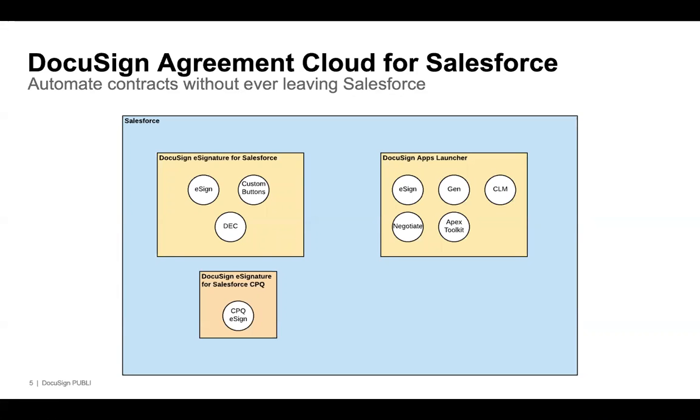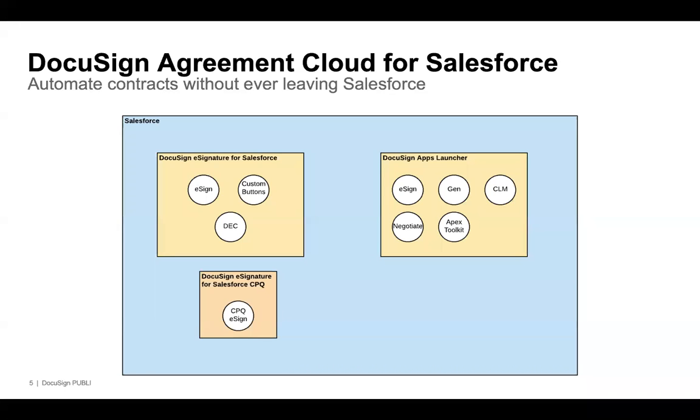Then we have DocuSign e-signature for Salesforce CPQ, which is essentially useful for customers who are working with Salesforce CPQ in order to manage the configure, price, and quoting capabilities for their customers. It is an extension package to DocuSign e-signature for Salesforce, and it helps organizations integrate DocuSign e-signature functionality into their CPQ process.